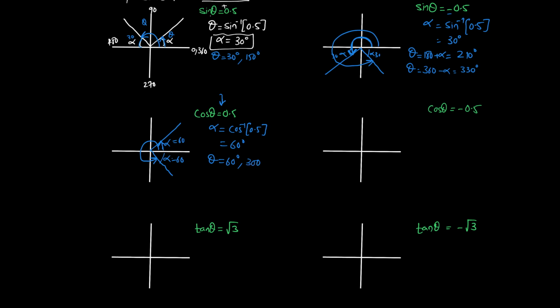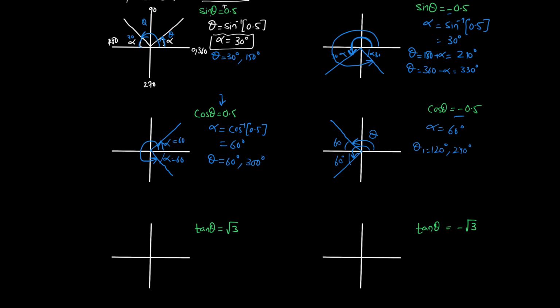If cos theta would have been negative, cos theta is negative in the second and third quadrant. If you find the basic angle, you will still get the same, which is 60 degree. So these are 60 degree. So the first angle is this, and this angle is 180 minus 60, which is 120 degree, and the angle in the third quadrant would be 180 plus alpha, which is 180 plus 60, 240 degree.